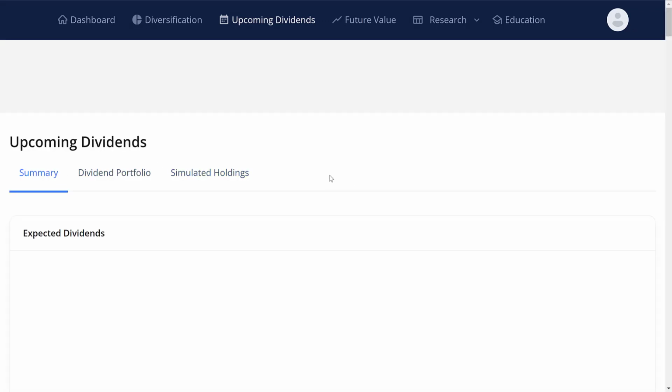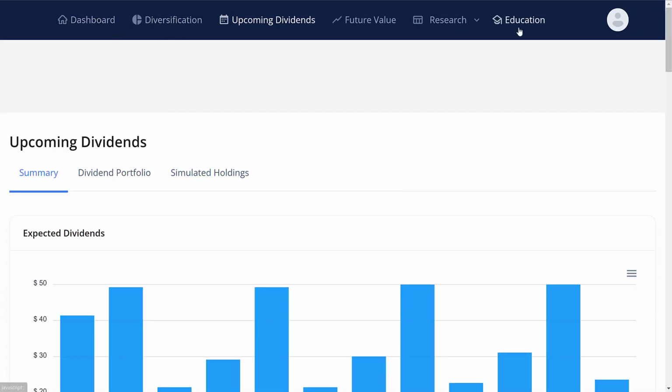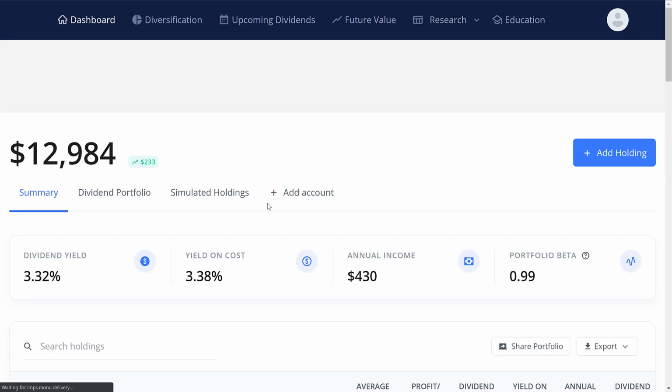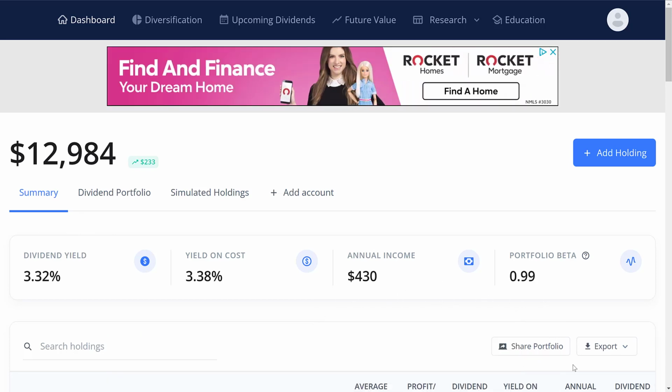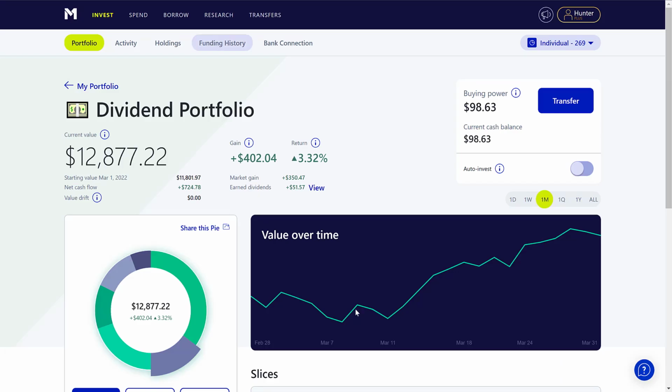But if we go ahead and look at my portfolio, I'm just going to show you my portfolio real quick. My yield on cost has increased to 3.38% when my yield is about 3.32%. Annual income of about $430. So we're looking pretty solid right now in my personal opinion.